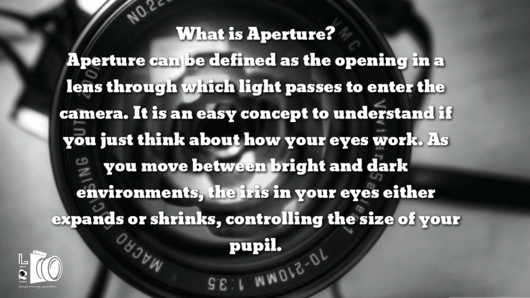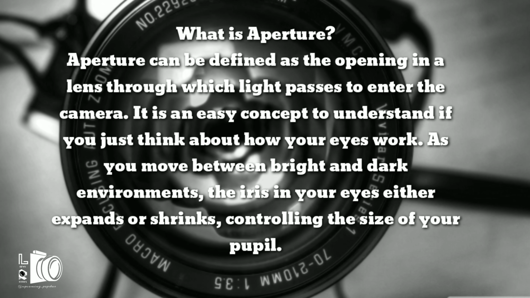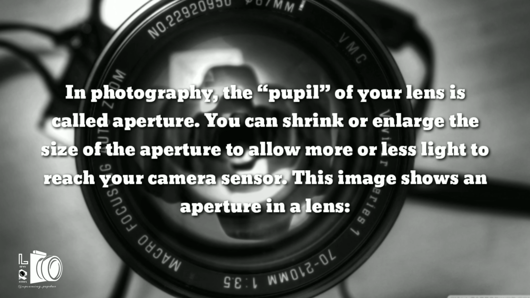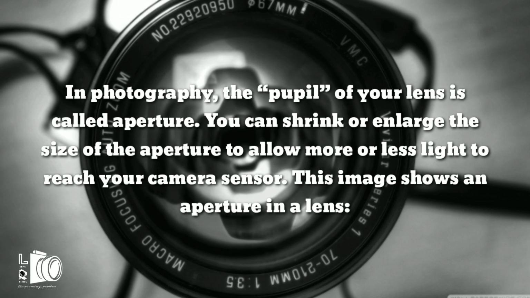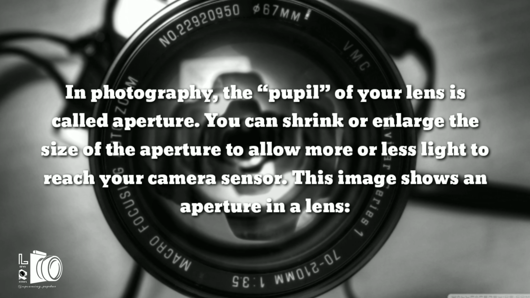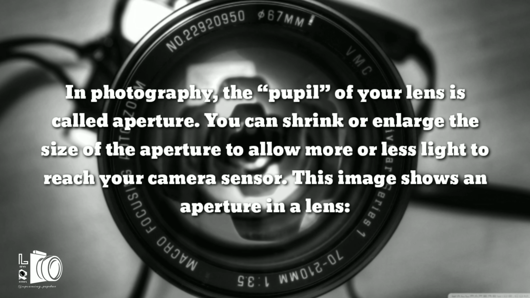As you move between bright and dark environments, the iris in your eyes either expands or shrinks, controlling the size of your pupil. In photography, the pupil of your lens is called aperture. You can shrink or enlarge the size of the aperture to allow more or less light to reach your camera's sensor. This image shows an aperture in a lens.